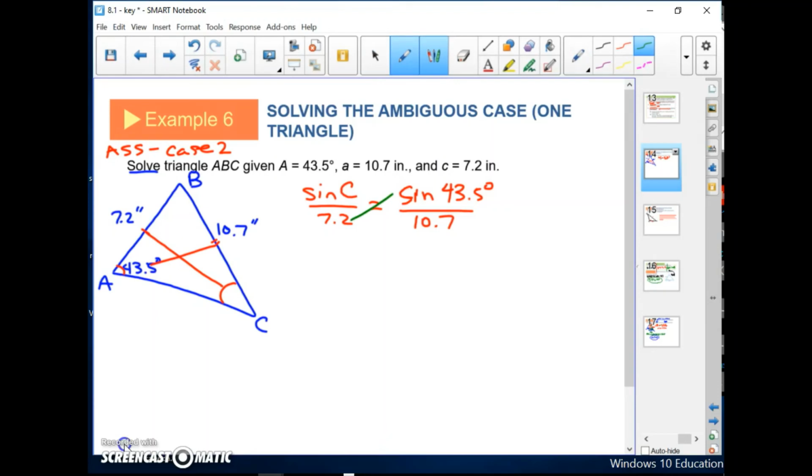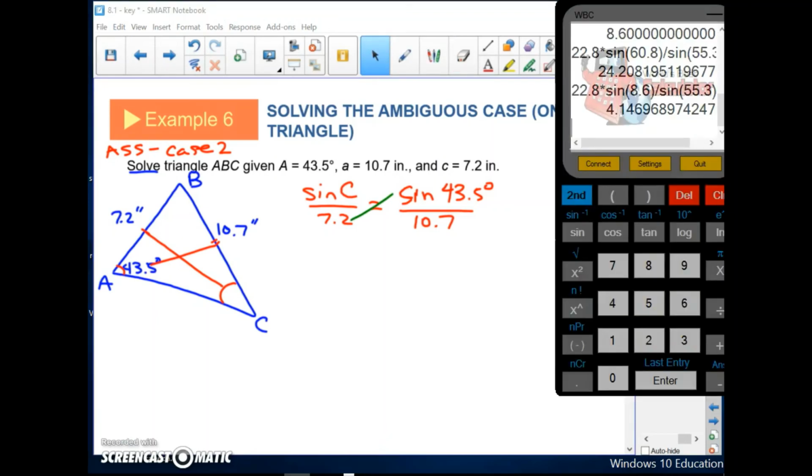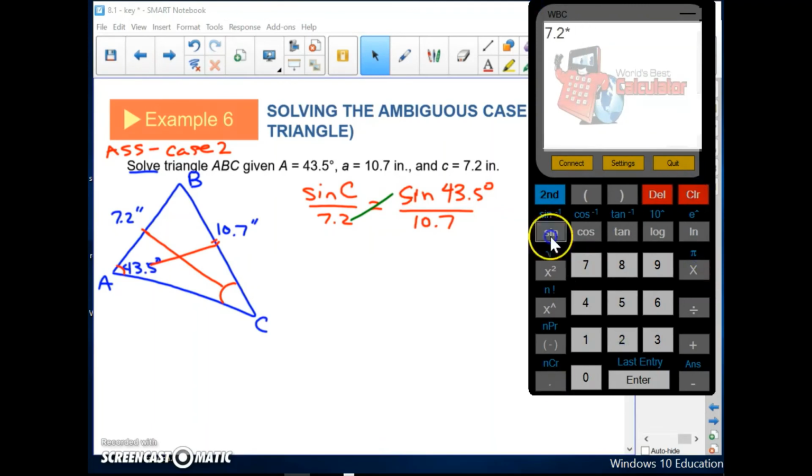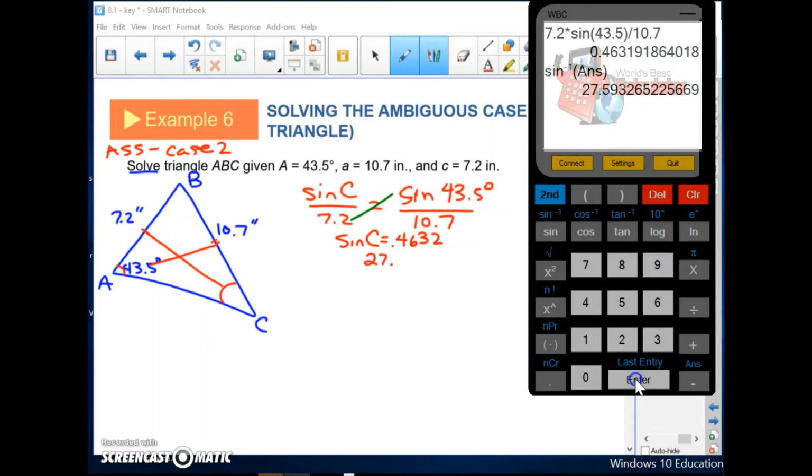So we're going to multiply 7.2 times sine 43.5 divided by 10.7. That gives 0.4632. Sine C equals 0.4632. To isolate, we're going to do an inverse sine of that number, and I get 27.6. Okay? So far, so good. 27.6 degrees is the reference angle where sine is positive.